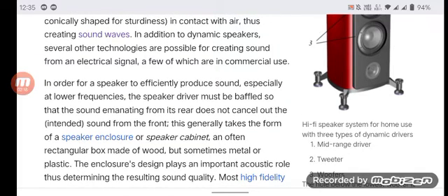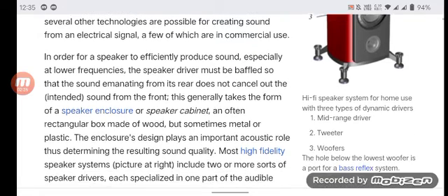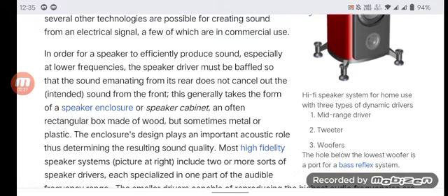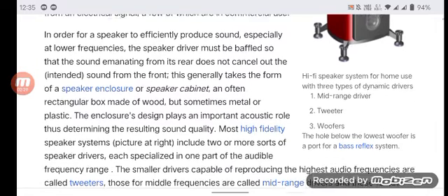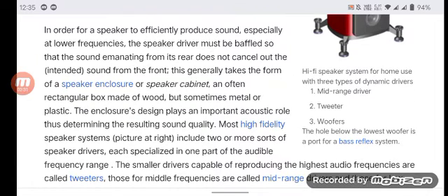In addition to dynamic speakers, several other technologies are possible for creating sound from an electrical signal, a few of which are in commercial use. In order for a speaker to efficiently produce sound, especially at lower frequencies, the speaker driver must be baffled so that the sound emanating from its rear does not cancel out the intended sound from the front.